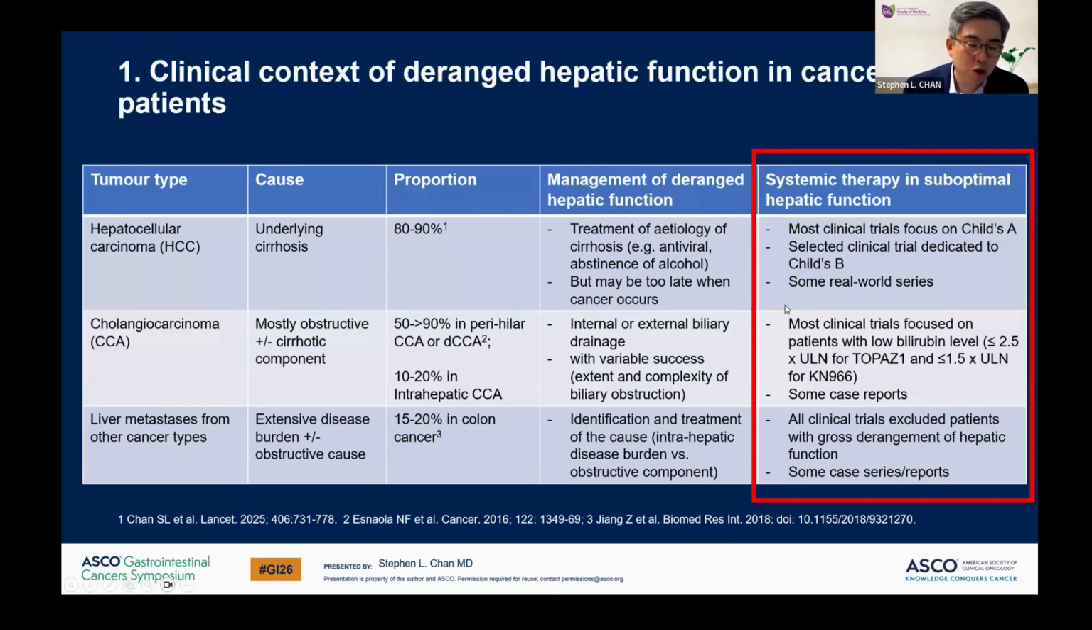Of course, in the real world, you come across some real-world series. In cholangiocarcinoma, unfortunately, patients with high bilirubin levels were again excluded from the clinical trials. Therefore, you don't see a lot of data in cholangiocarcinoma, and also in patients with heavy liver metastasis. So this is really an unmet need in real clinical practice. Should we give chemo? What type of treatment should we target for this type of patient with impaired liver function?